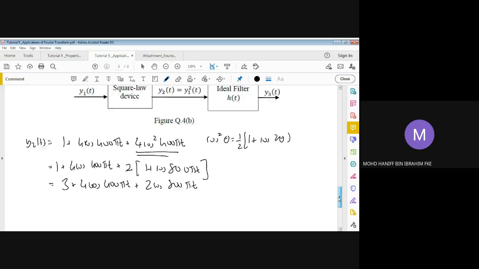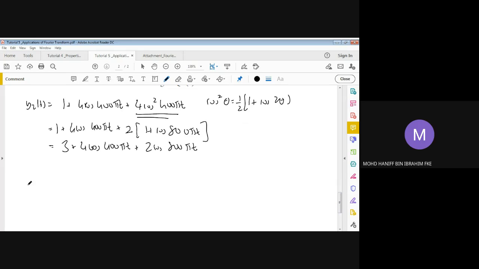So based on this, can you find Y2(omega)? You have to find the Fourier transform. So Y2(omega), basically it's a step. For the 3, if you base on the table, let me refer to the table. If we have a DC source, a 3, that will give us 3 pi, 6 pi. Sorry, I apologize, my mistake.